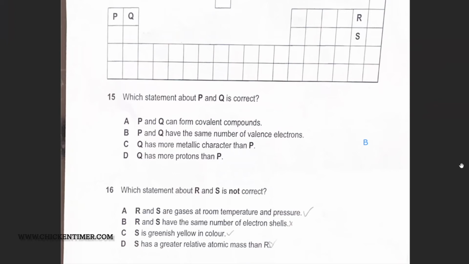Okay. Then what's correct about A? R and S are gases at room temperature and pressure. So R is fluorine, a halogen. So halogens, fluorine, chlorine, they're all gases. Okay, S is greenish in color, yes. Chlorine is greenish yellow in color. Then S is bigger than R, so the relative atomic mass is bigger. That is correct also. Okay.